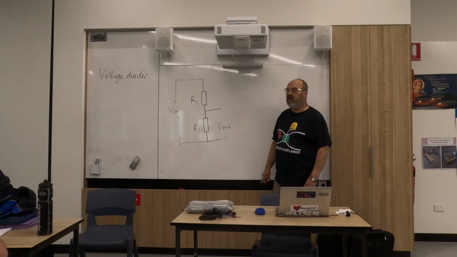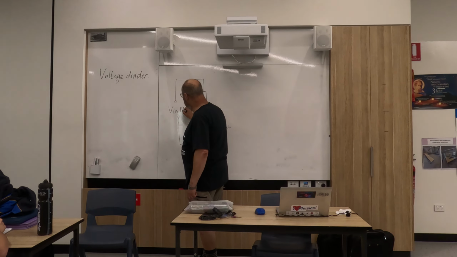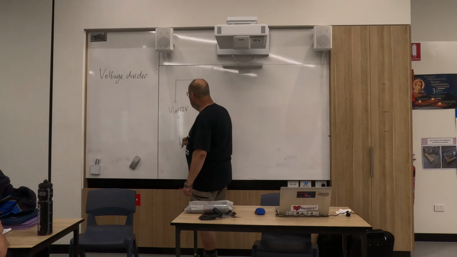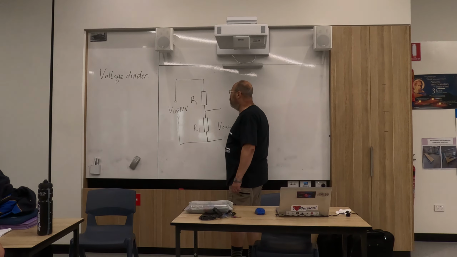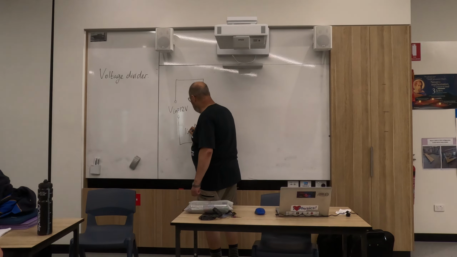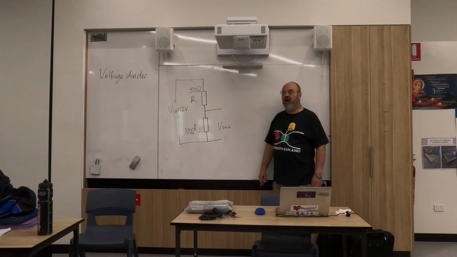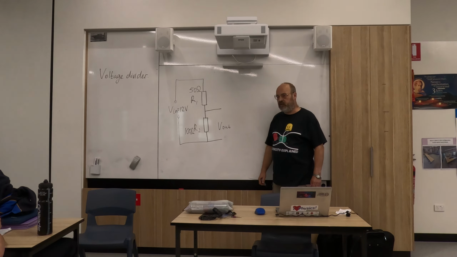Let's say, for example, voltage in is 12 volts. R1 is 50 ohms and R2 is 100 ohms. The question is, what will be the voltage output of this voltage divider? What voltage will come out?